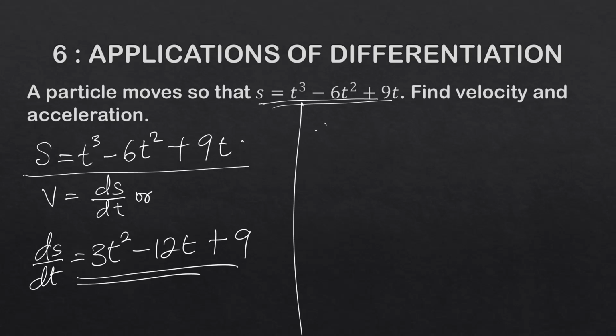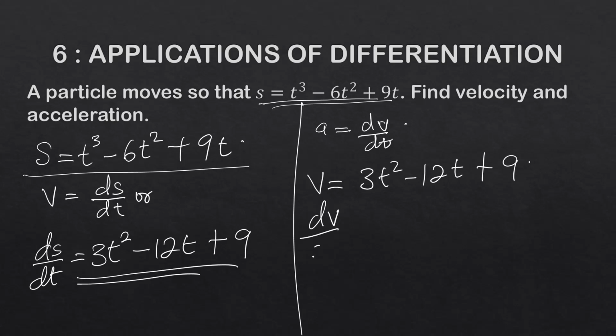Now, to find acceleration, remember, acceleration is the change in velocity over change in time. Therefore, velocity is given as 3t squared minus 12t plus 9. To find my acceleration, I'm going to say dv/dt. Differentiating this, I have 6t minus 12. This is the value of acceleration.